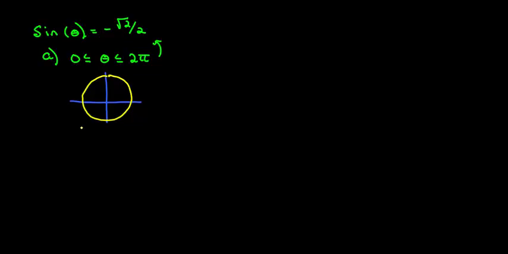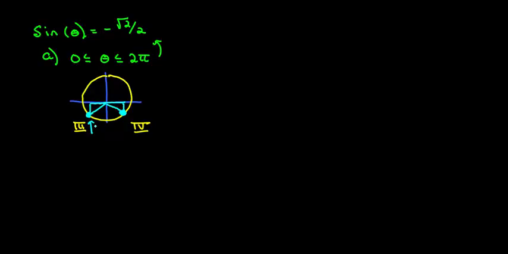sine is negative in quadrants 3 and 4, and if I want a sine value of square root of 2 over 2, and here we want it negative, I'll need to be at 45-degree reference angles coming back up this way. So I've got these two spots right here.